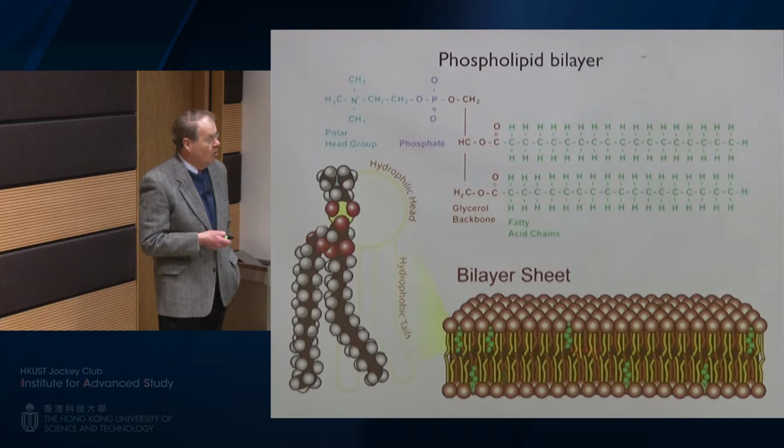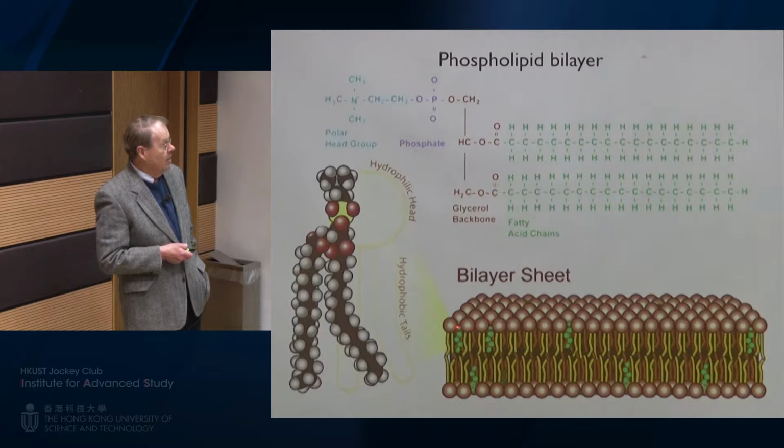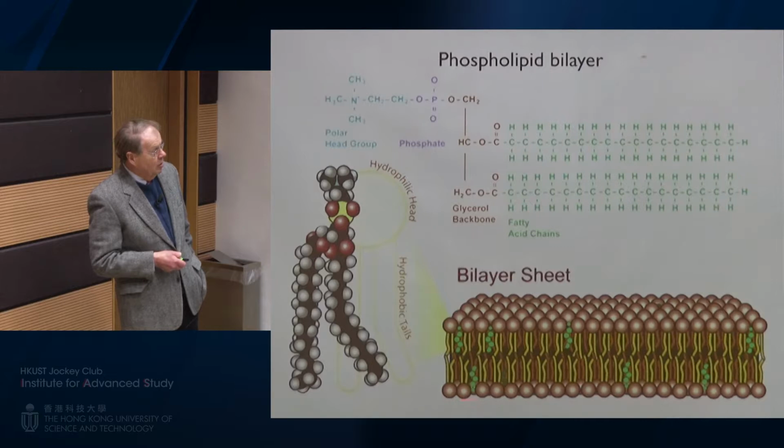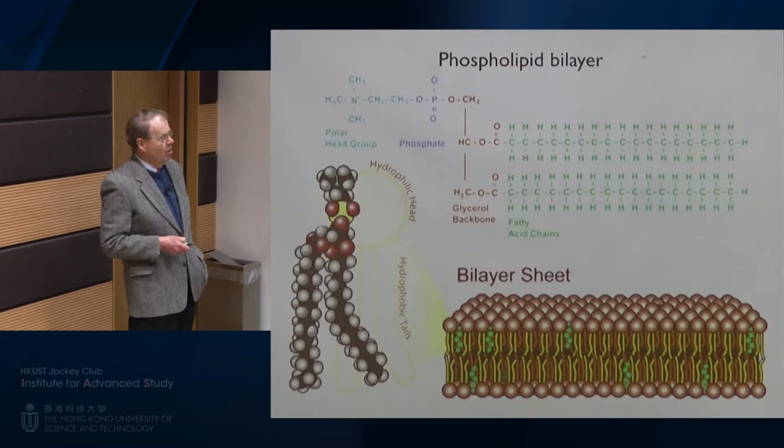You have head groups here, and the chains that are attached to it are sticking down. You have head groups here, and the chains attached to them are sticking up. So the hydrocarbon chains are all very happy because they're surrounded by hydrocarbon chains. The hydrophilic groups with charge on them, they're happy too because they're in contact with the water. And this structure is remarkably stable.